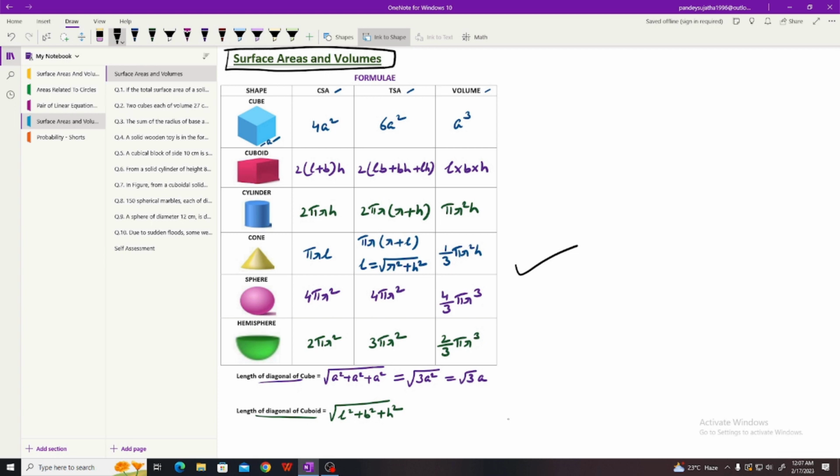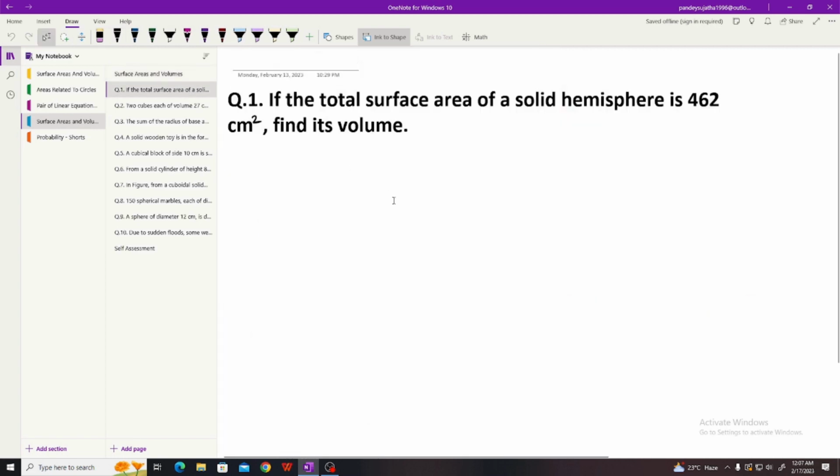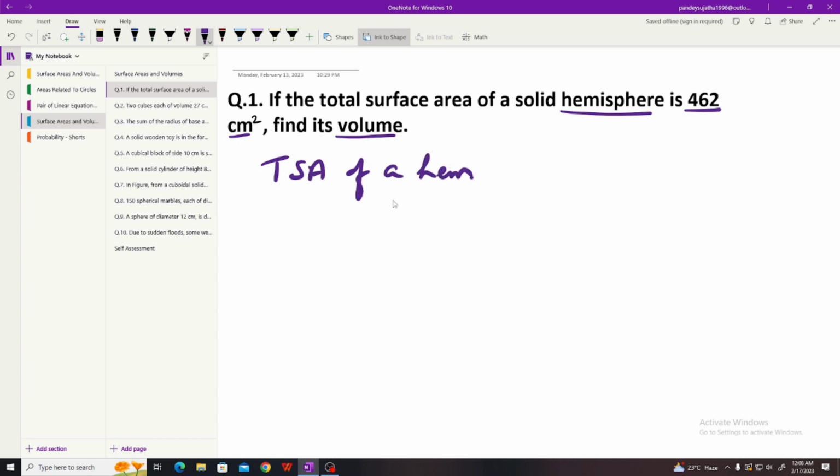Let's solve the questions. If the total surface area of a solid hemisphere is 462 centimeter square, find its volume. So here what is given? Total surface area of a hemisphere, that is 462 centimeter square.